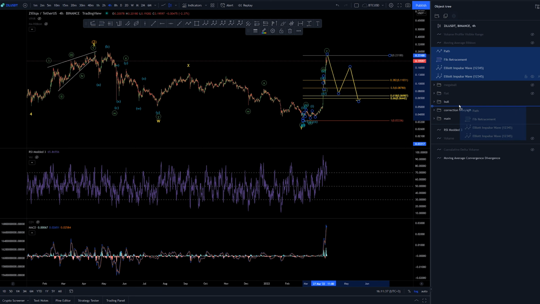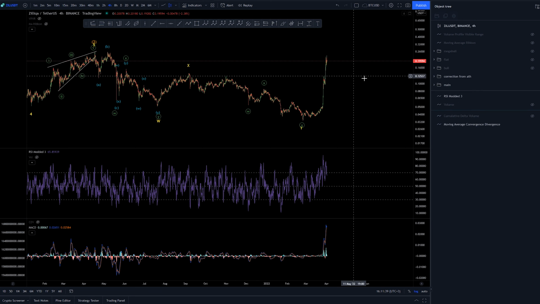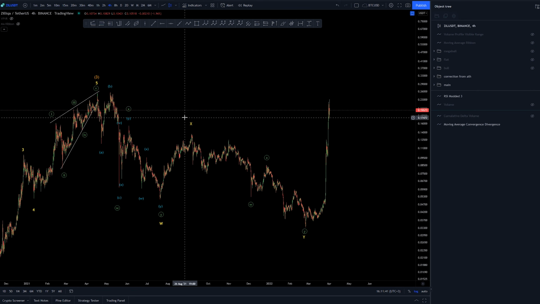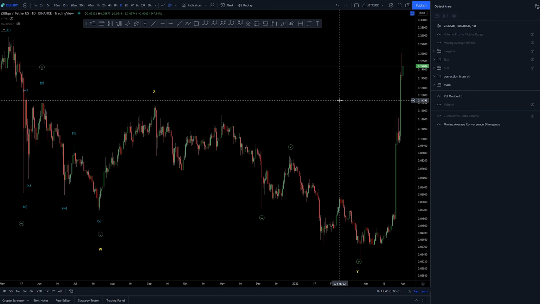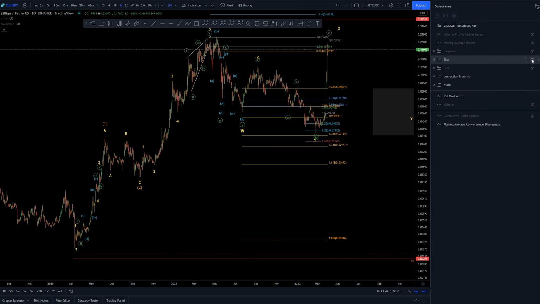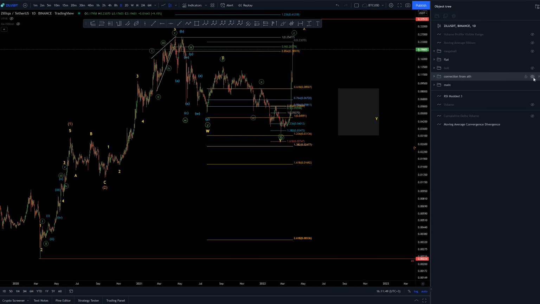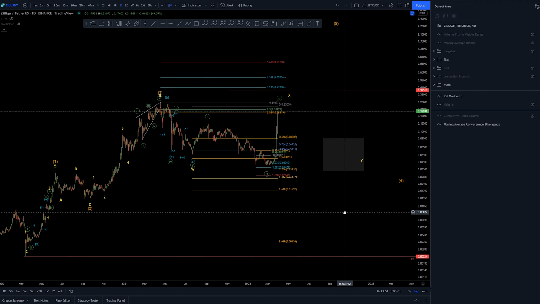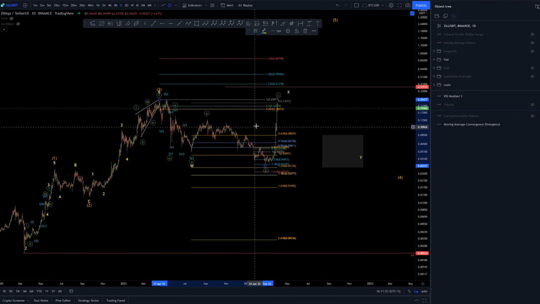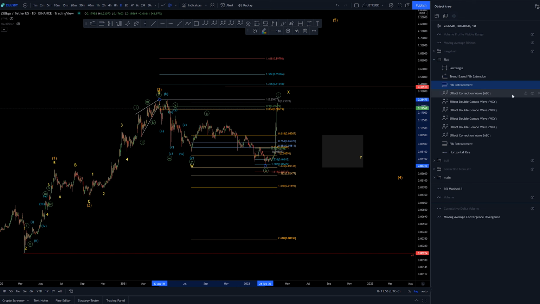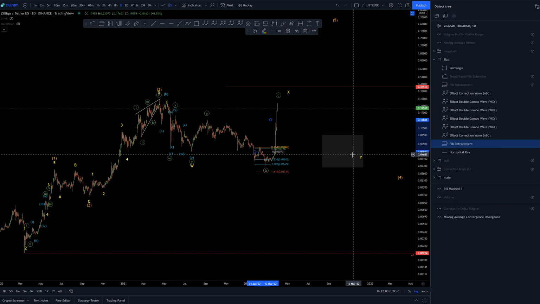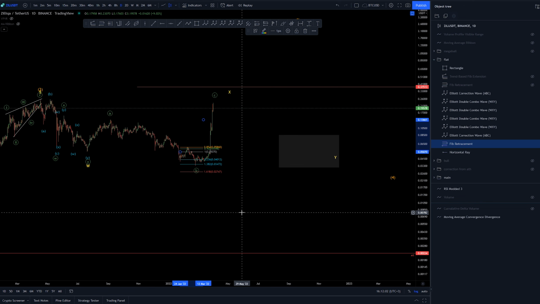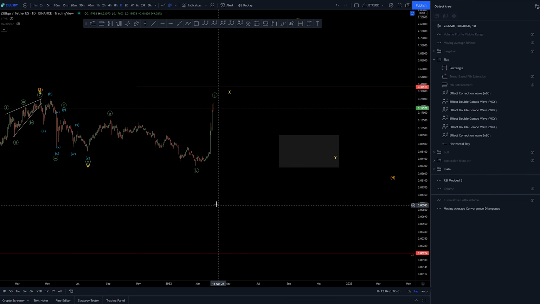Let's put these into the correct folder and hide that for now. Next thing that I wanted to present to you is this flat. Let's see, what can I hide here? It's a bit messy. Let's hide these fibs for now. I don't think I need this, do I?